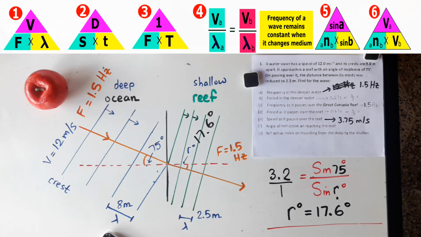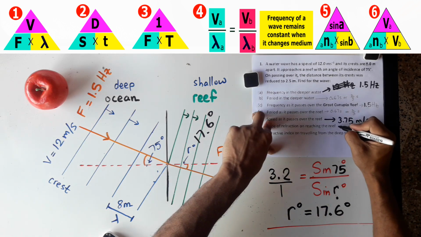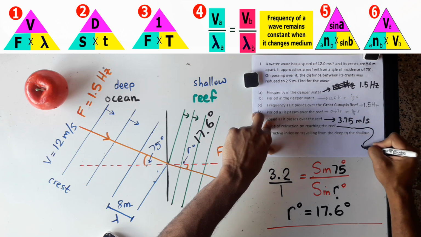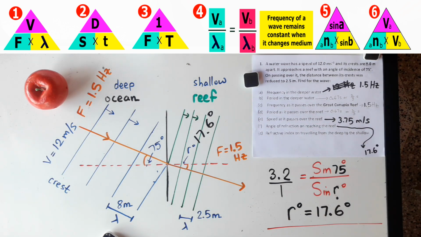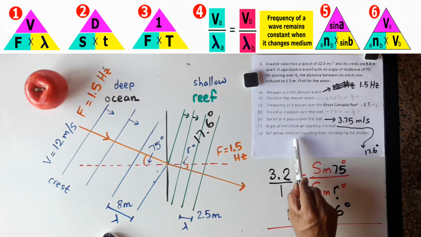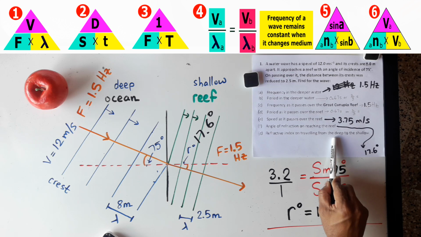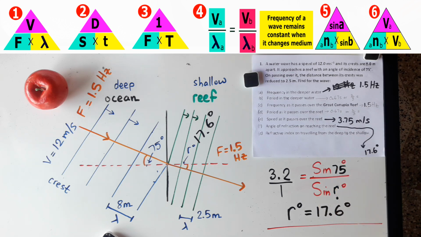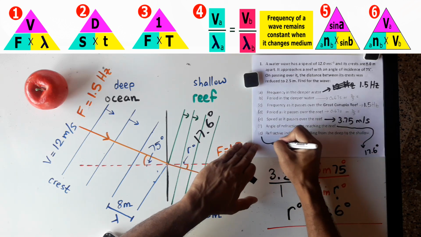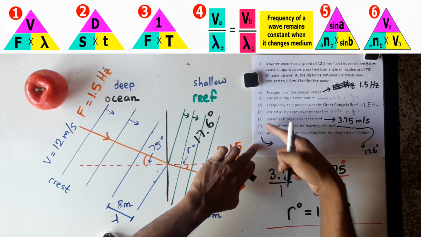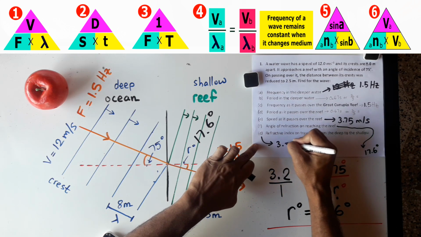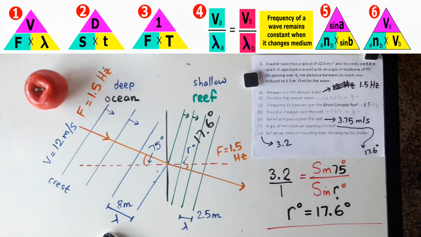Right, so let me write that in. Oh, running out of space here. 17.6 degrees. The refractive index on traveling from deep to the shallow, but we already worked this out. We needed to actually work this out to get part F. Remember, the refractive index from deep to shallow was 3.2.